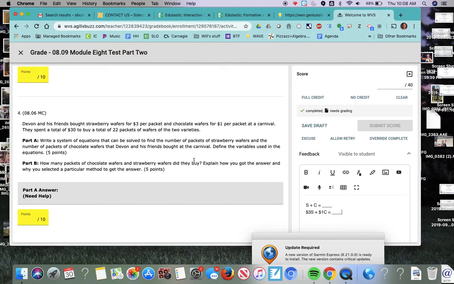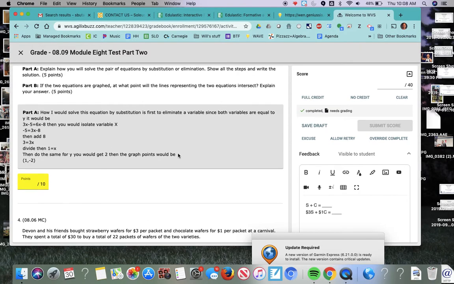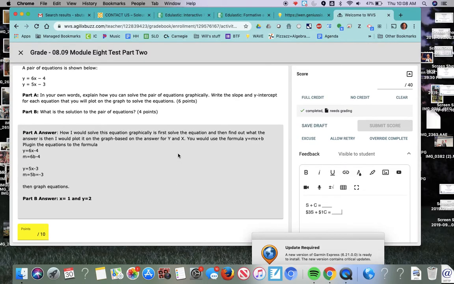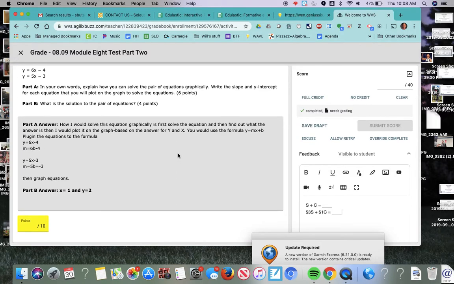And notice it doesn't say what method you should use. You get to choose the method now. You could use substitution, you could use graphing. It's totally up to you. One thing that I forgot to mention, I think it was up here.